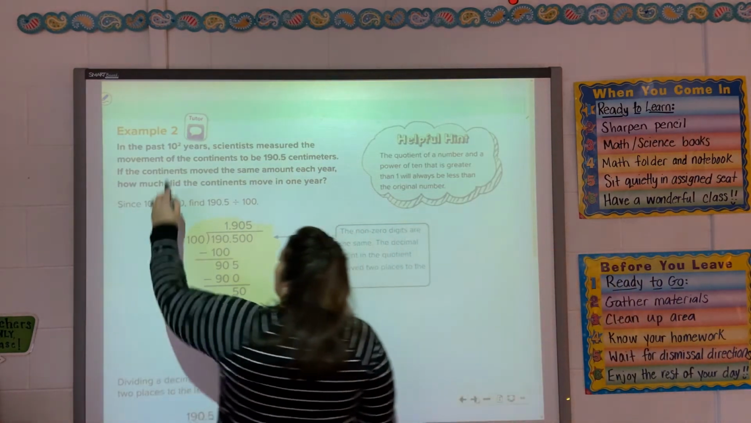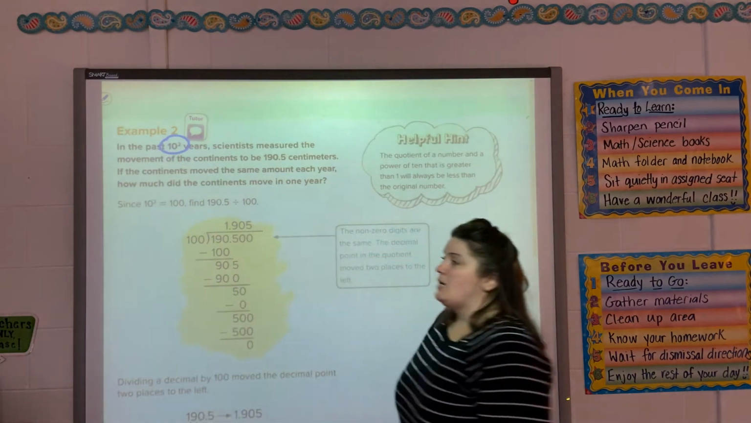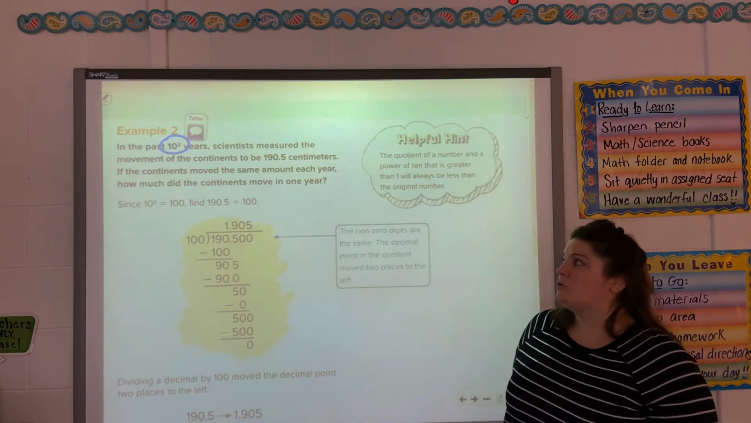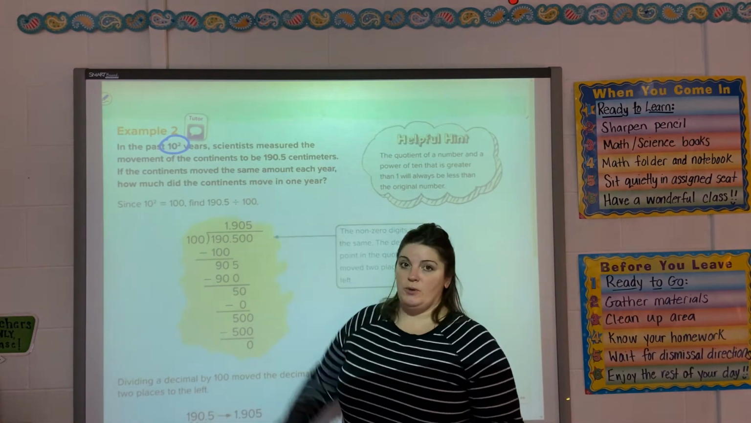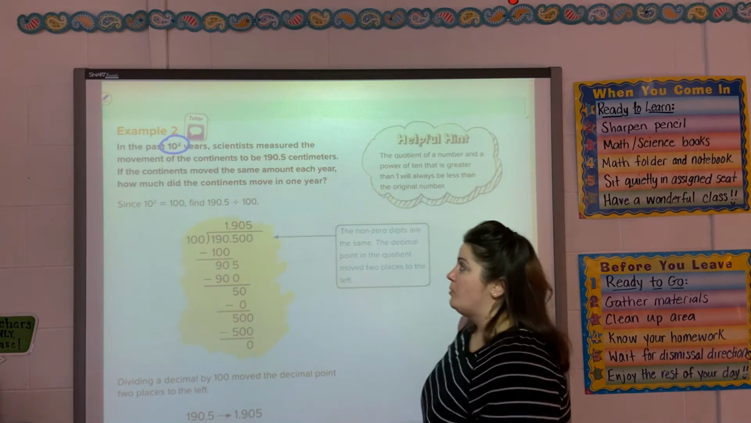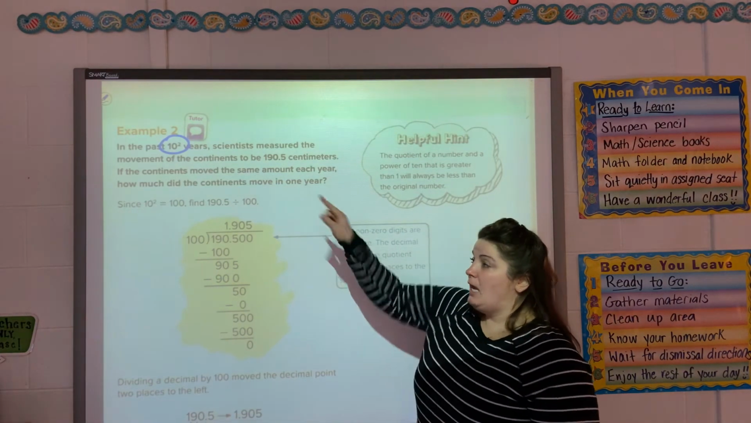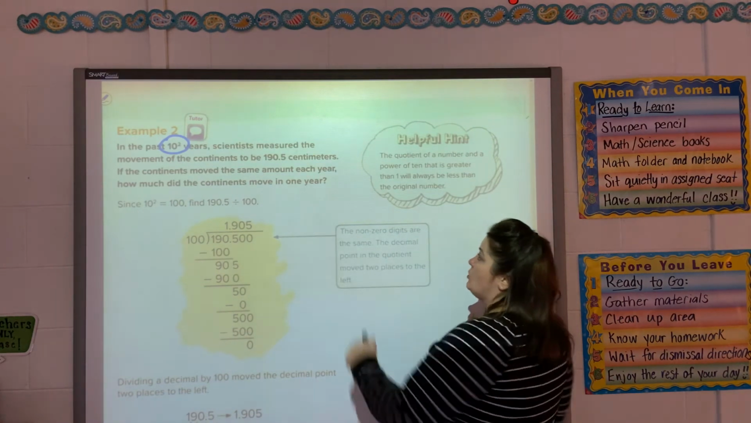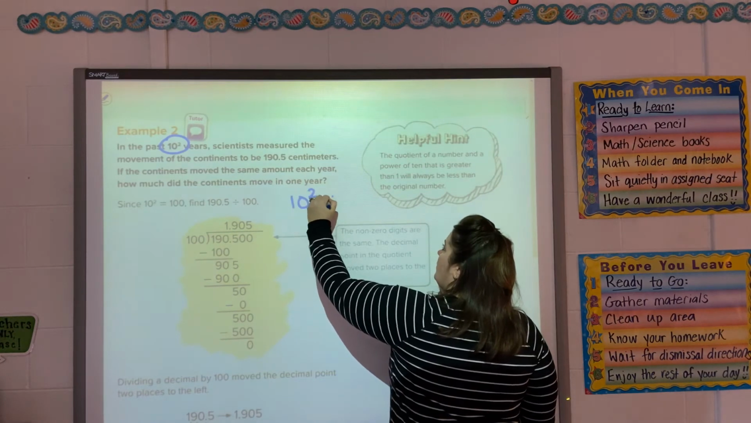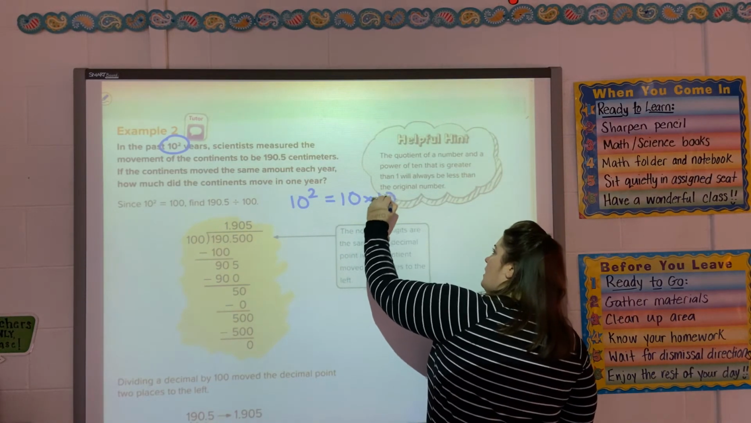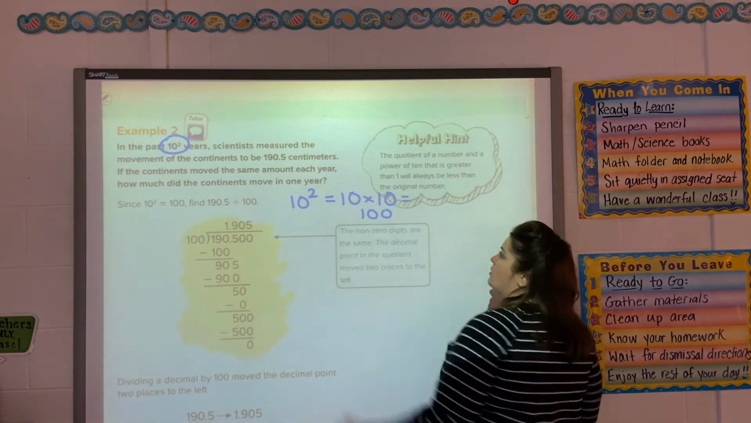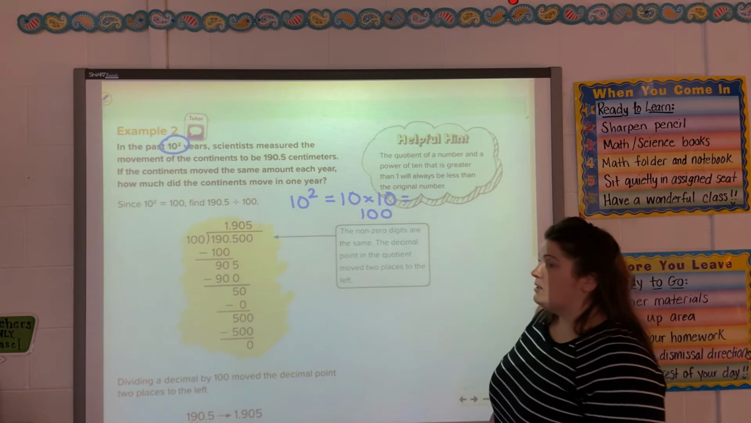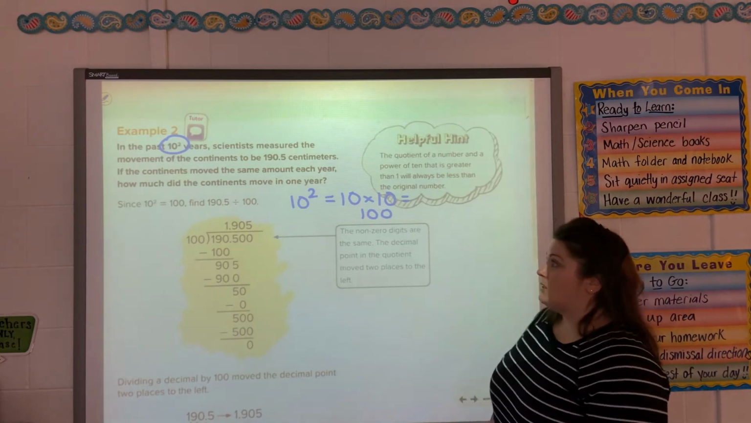So in my problem, I need to look at 10 to the second and understand what that means. No, it's not 20. You should know by now that you don't just multiply the base and the exponent to simplify that expression. You have to take 10 and multiply by itself, in this case, twice. So 10 to the second power is the same as 10 times 10, which equals 100. So in the past 100 years, scientists measured the movement of the continents to be 190 and 5/10 centimeters.